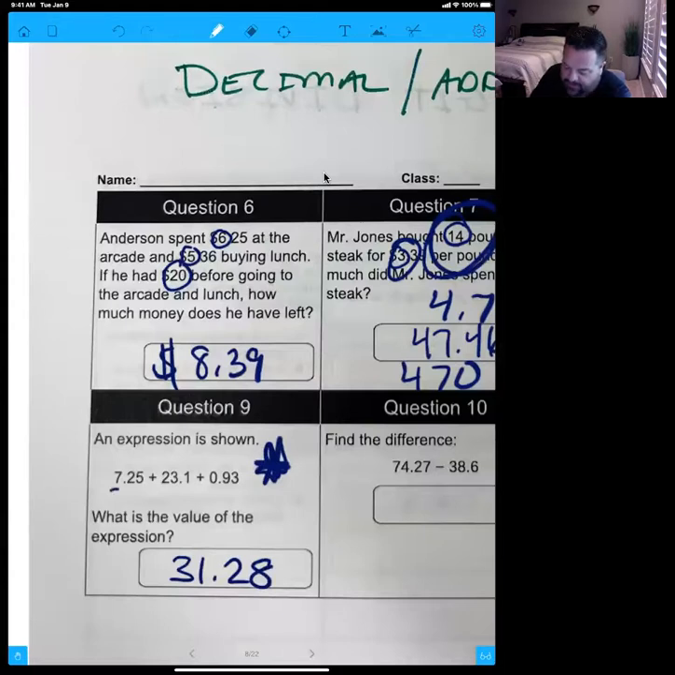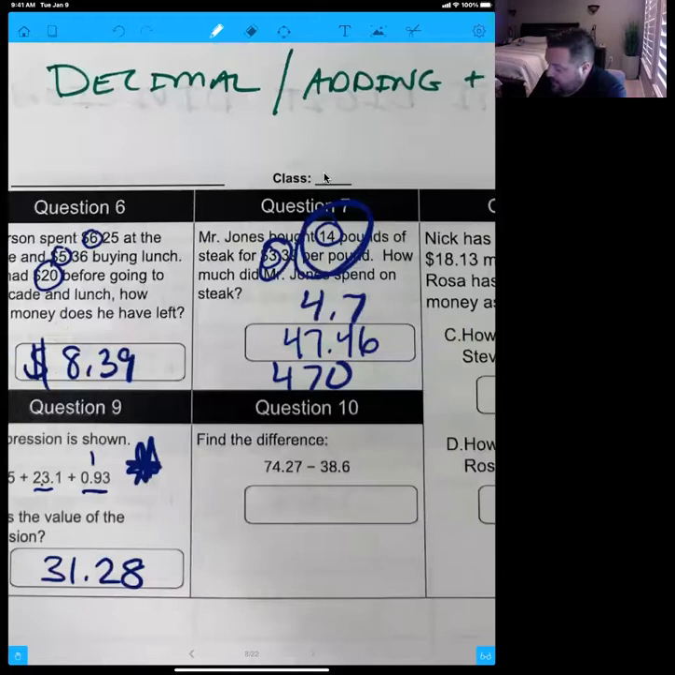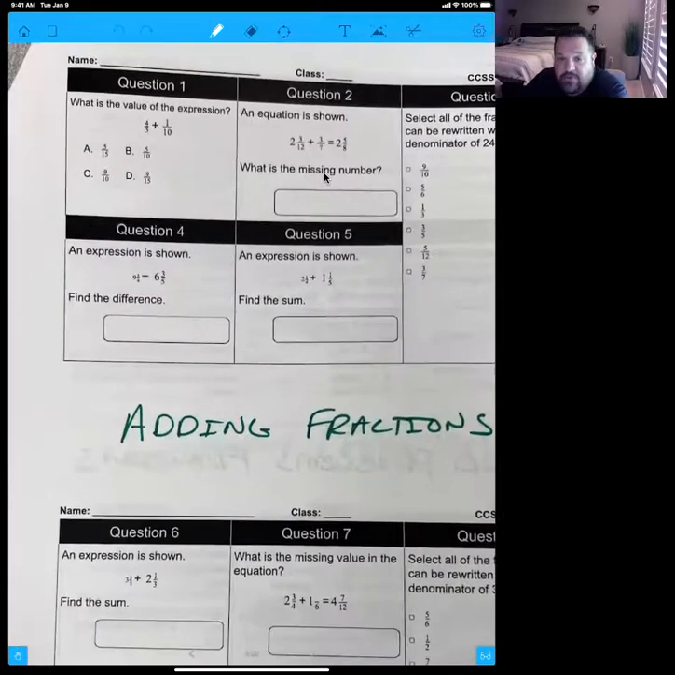If you just do the 7 plus the 3, this is basically equal to 1. This is 23 and 7 is 30. Your answer is going to be near 31 just with a quick estimate, right? They won't even give you choices on the test that are close. Same thing with number 10. Line up those decimals. You should have gotten 35.67. All right, that's page 8. If you have any questions, let me know. Now we're going to go on to adding fractions.